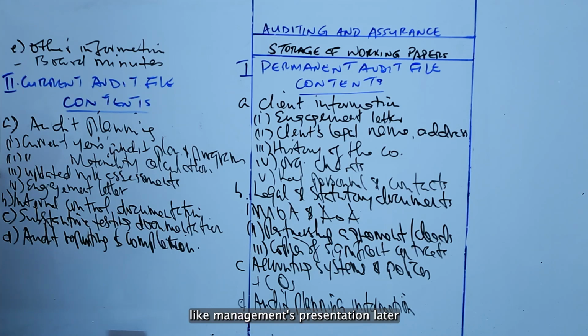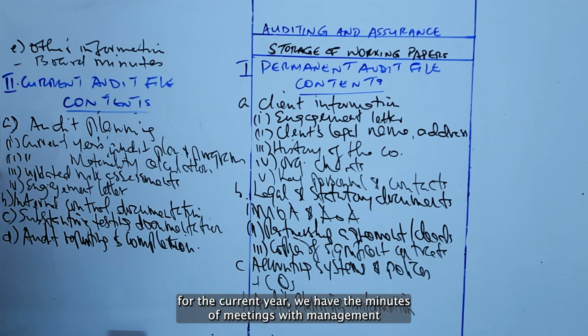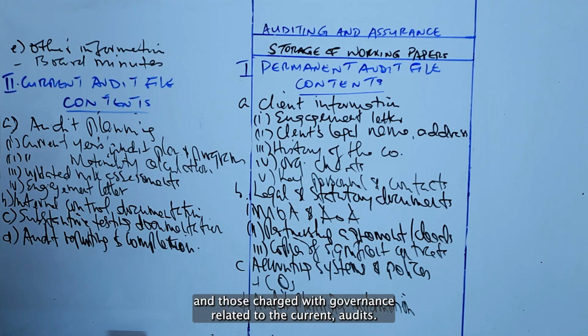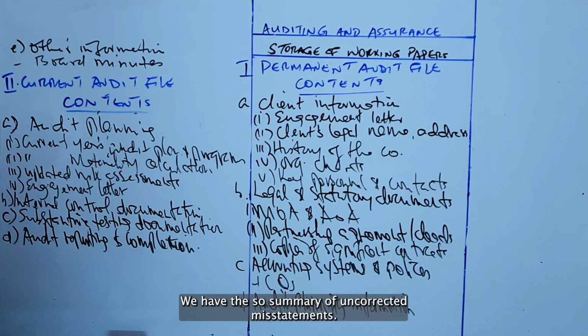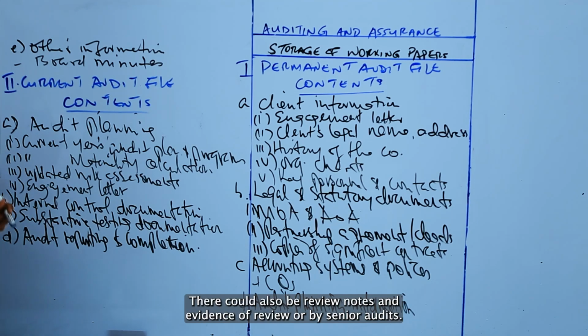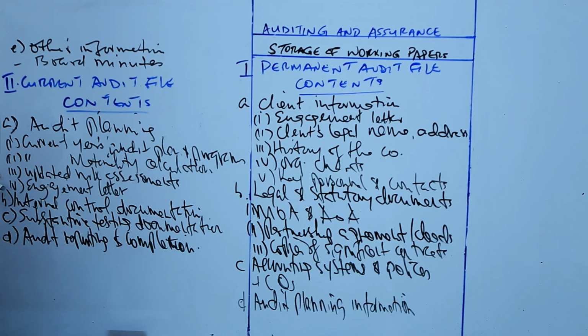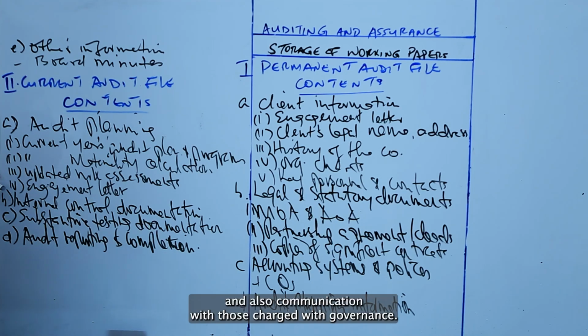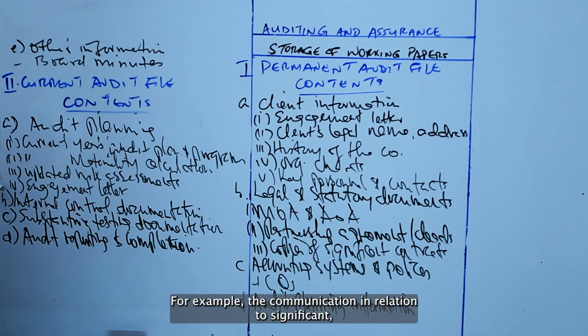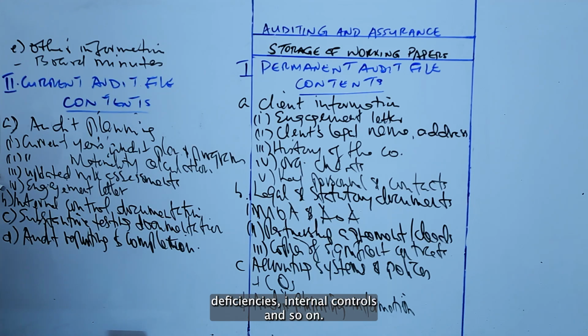Like management representation letter for the current year. We have the minutes of meetings with management and those charged with governance related to the current audit. We have also summary of uncorrected misstatements. There could also be review notes and evidence of review by senior audit staff. We may have final audit report signed and dated, and also communication with those charged with governance. For example, the communication in relation to significant deficiencies in internal controls, and so on.